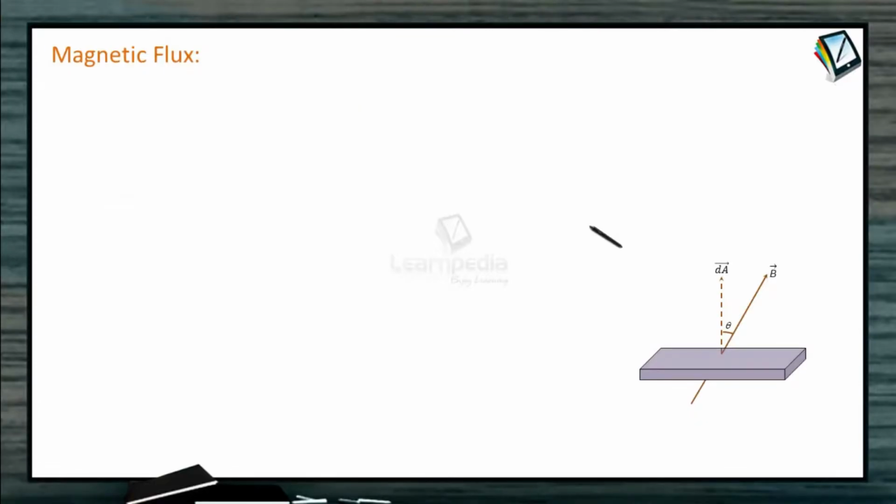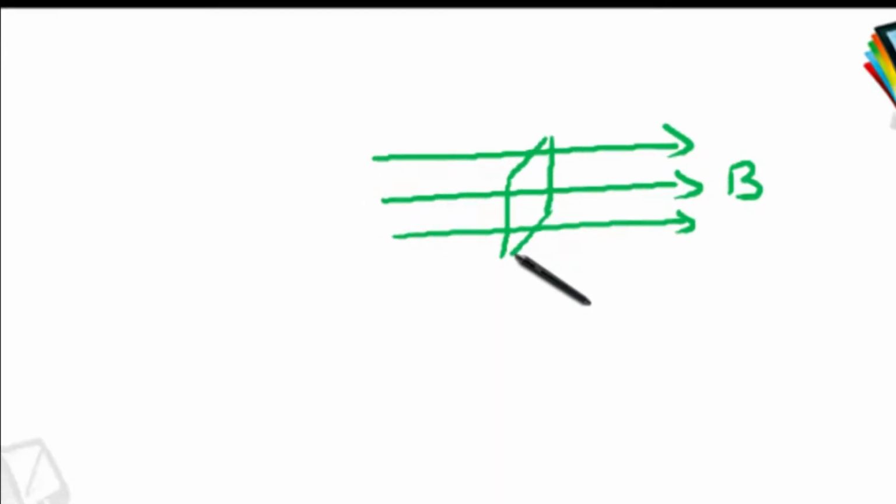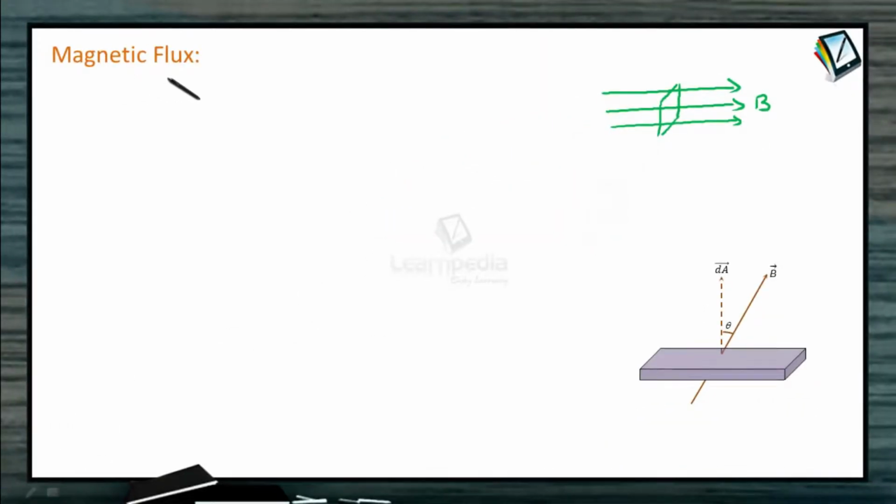We will discuss magnetic flux. What do you mean by magnetic flux? We know the magnetic lines of forces. Suppose in a certain region, the magnetic lines of forces are given like this. Magnetic field here is B. We can choose any area. Through this area, how many lines are passing through? That gives us the magnetic flux.